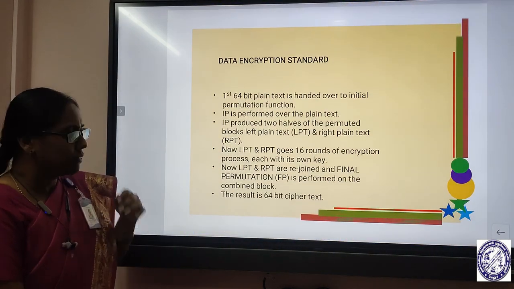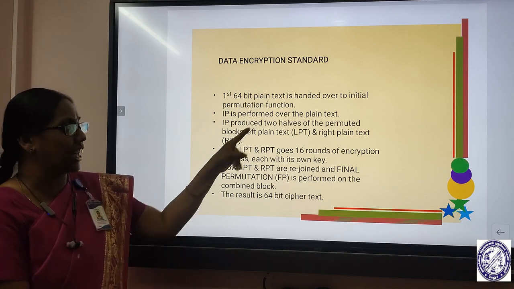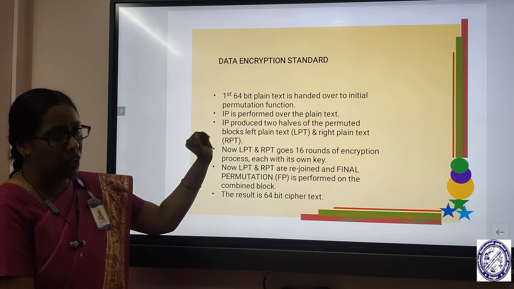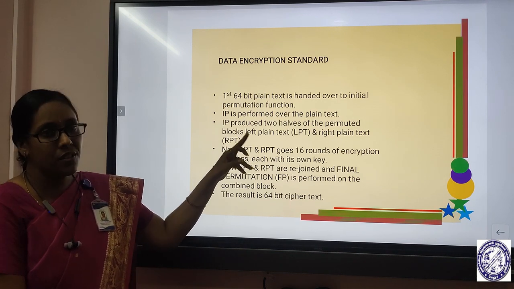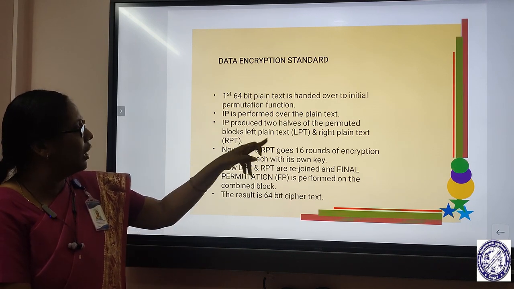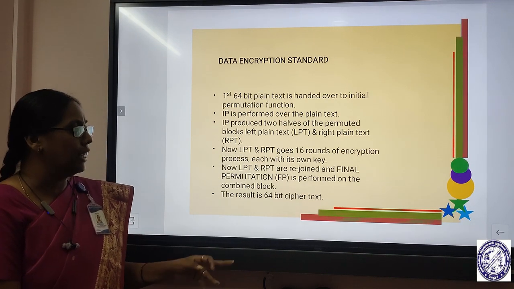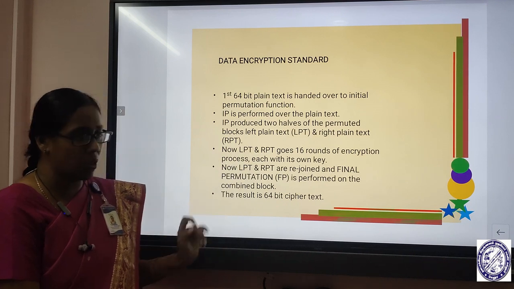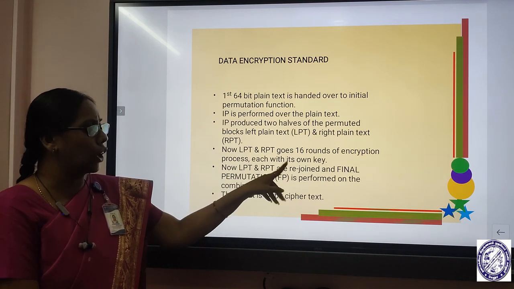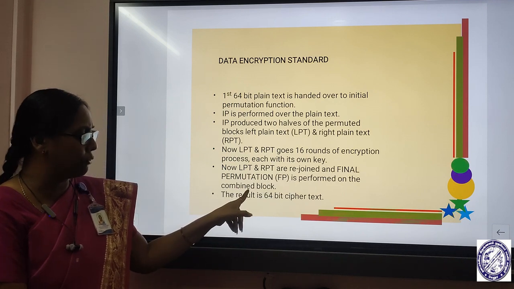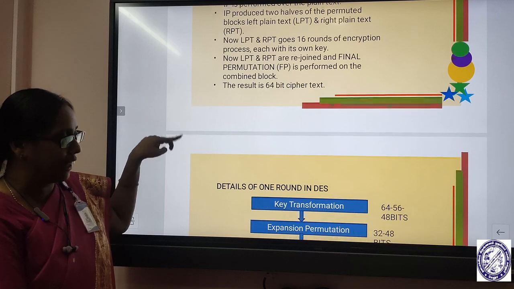So here I noted the steps. First, the 64-bit plain text is handed over to the IP, this initial permutation function. IP is performed over the plain text. Then two halves are separated, one is LPT and another one is RPT. LPT and RPT go under 16 rounds of the encryption process, each with its own key. LPT and RPT are rejoined and final permutation is performed in the combination block, and we get the 64-bit ciphertext.